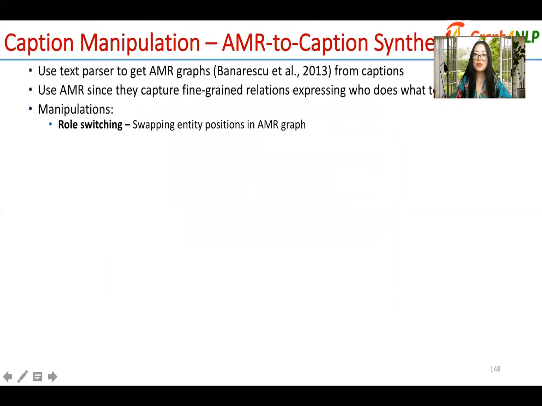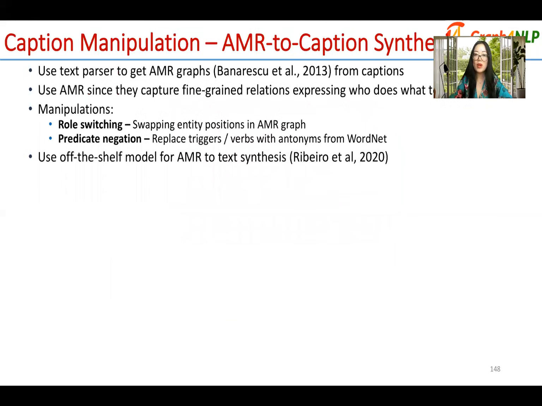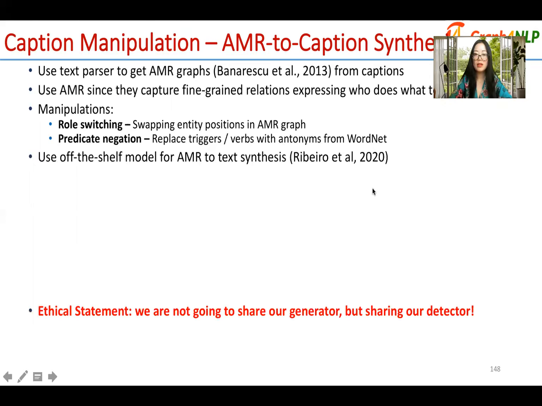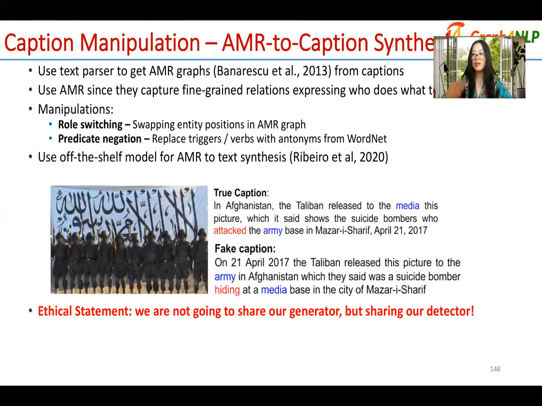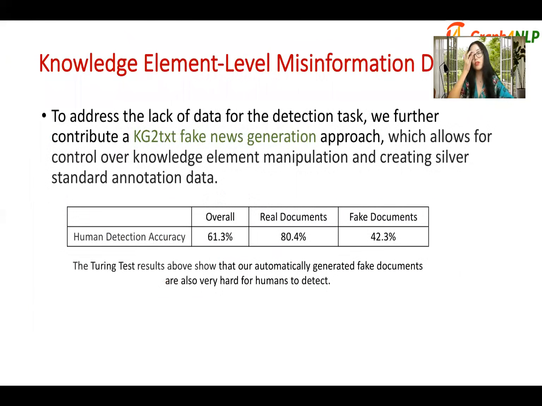For captions, we further use the AMR graph because AMR covers more relation types than the knowledge graph. So we apply a similar idea. We convert the real sentence into an AMR graph, replace certain relations and nodes in the AMR graph with new ones, and then generate a fake caption automatically. And then we use this for training.